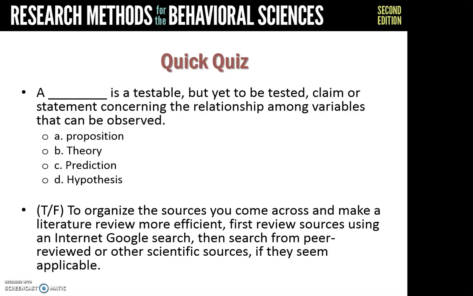Quick review. A blank is a testable but yet to be tested claim or statement concerning the relationship among variables that can be observed. The answer is hypothesis. Okay, good. To organize the sources you come across and make literature review more efficient, first review sources using the internet, Google search, then search from peer review or scientific sources if they seem applicable. The answer is false. You should not use internet Google search. Again, I recommend using the PsycInfo and the Psych database.